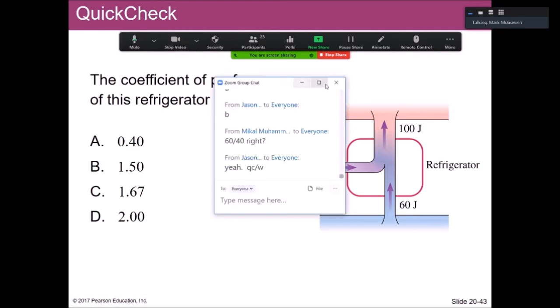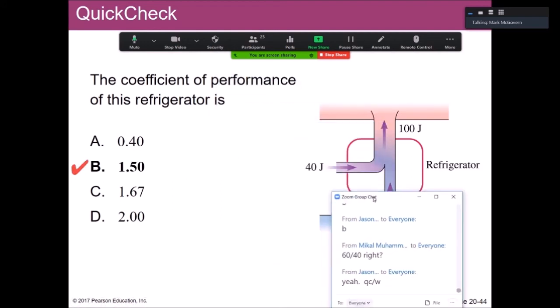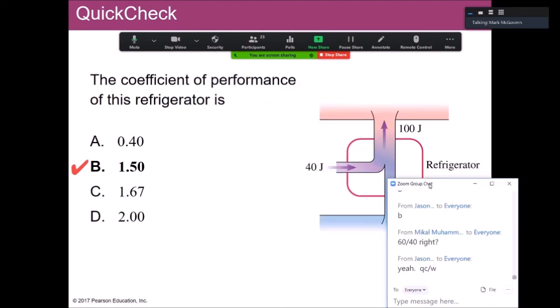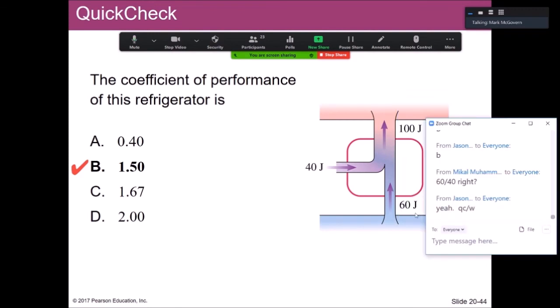All right, QC, yep, that's right. So what we have here is our QC of 60, and we have the work here. So it's a ratio of 60 to 40, QC over the work being done. 1.5 is the coefficient of performance here.